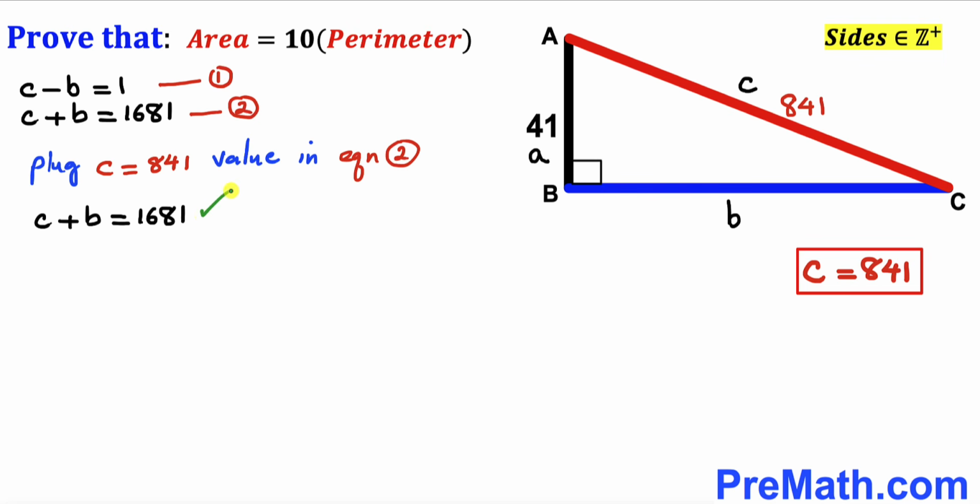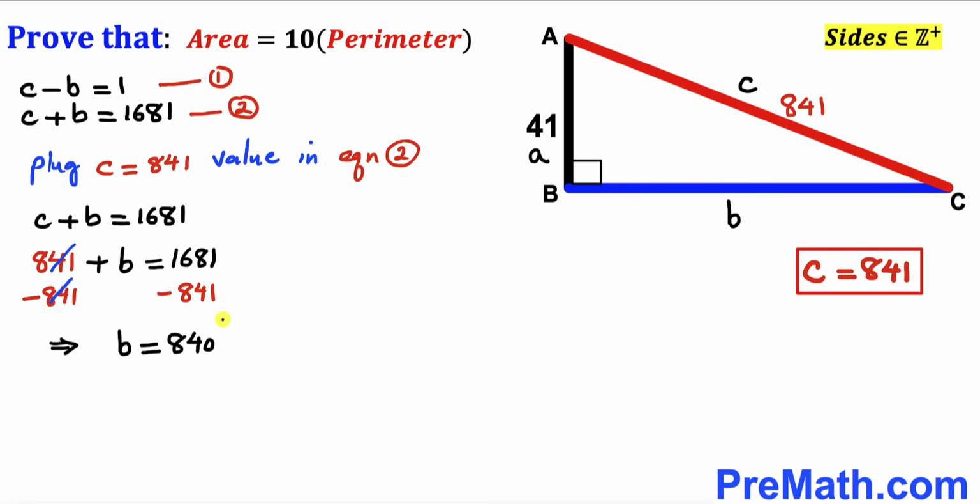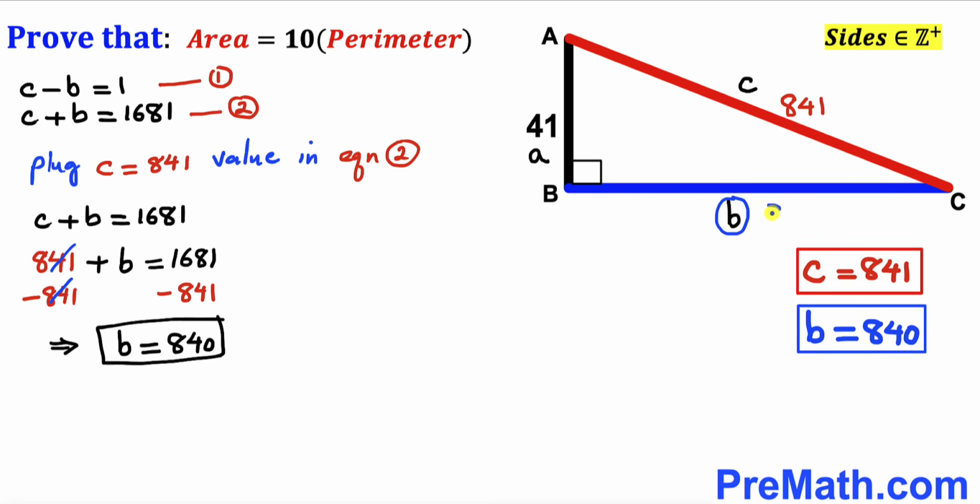Now we are going to plug this c equals 841 value into equation 2. Here I have copied down equation 2, and I'm going to replace this c value with 841, as you can see in this next step. Now I'm going to subtract 841 from both sides to isolate b. Here we can see this is gone. So our lowercase b value simply turns out to be 840. Thus our b value is 840. And here's our next step.